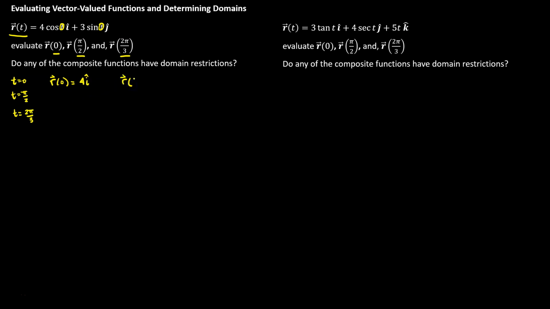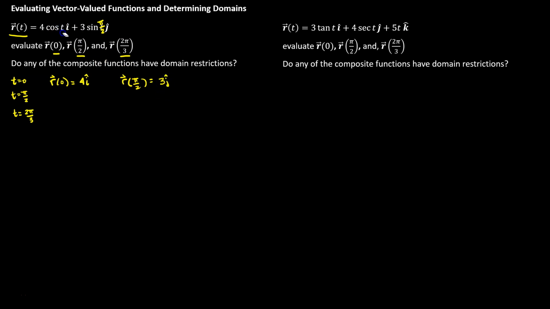Moving on to r at pi over 2. This time I'll replace t with pi over 2 instead of 0. And if we have our trig functions memorized, then we can quickly evaluate this. If not, pull out your calculator. 4 times cosine at pi over 2. Well, cosine at pi over 2 is 0, so the i hat component is 0. 3 times sine at pi over 2. Sine at pi over 2 is 1, so that would be 3, and that's in the j hat direction.